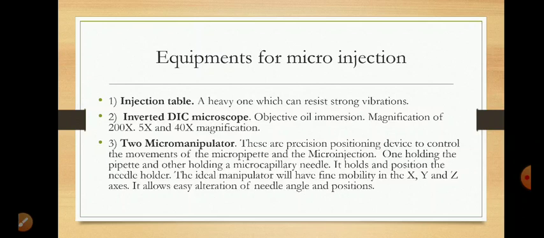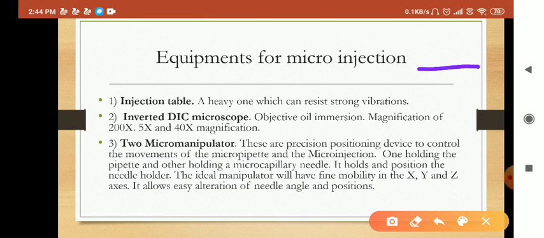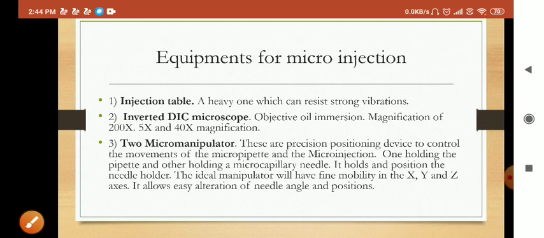Next is your inverted DIC microscope. What is it? It is an inverted microscope. It was discovered by J. Lawrence Smith in the year 1850. The light source and the condenser are above the stage. Generally these both are below the stage, but in this case they are above the stage and objectives are below the stage. That's why it is called an inverted microscope.